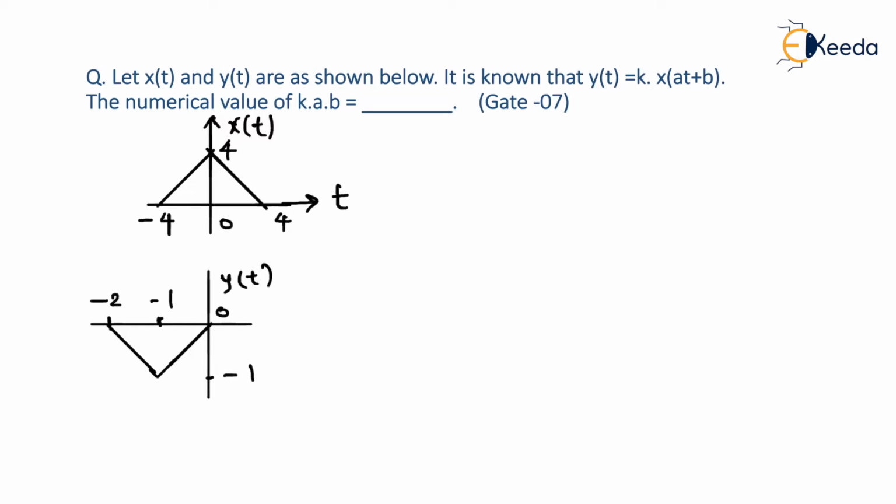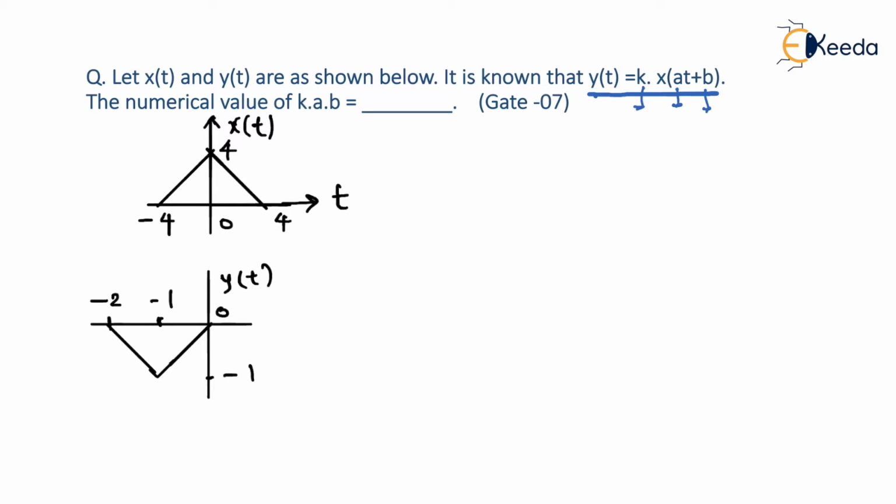So as you can see in this problem, x of t and y of t are given. Looking at the figures of x of t and y of t, we'll try to establish a relation between y of t and x of t. So we would be expressing y of t in terms of x of t in this form. And once we know the value of k, the value of a, and the value of b, then we will take a product and write the final answer. So let us see what we can do.